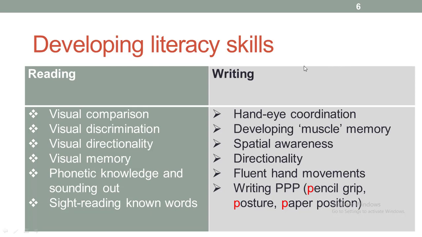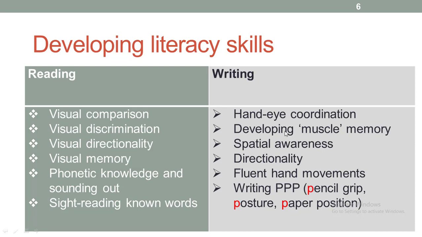Developing literacy skills for reading and writing: visual comparison, visual discrimination, visual directionality. That's regarding reading. As you see, visual memory, phonetic knowledge and sounding out, sight reading known words. These are all literacy skills that help students.